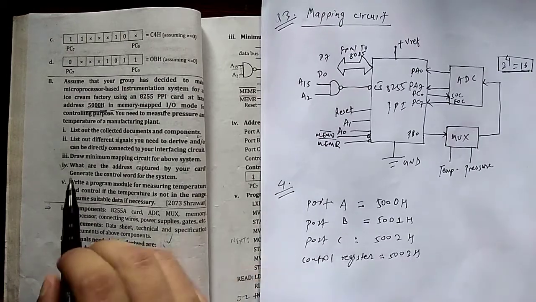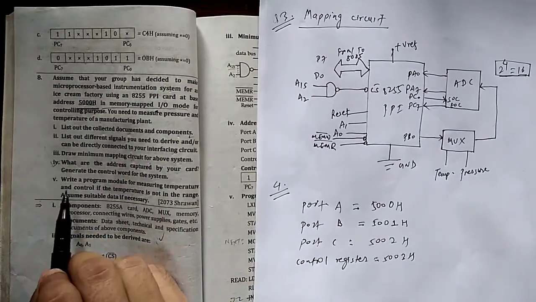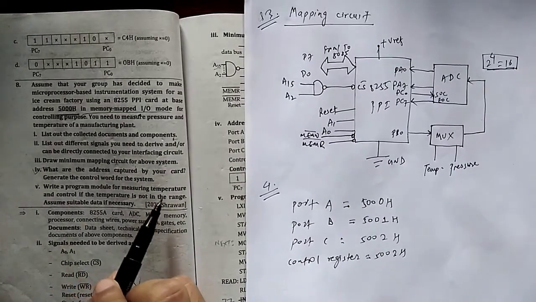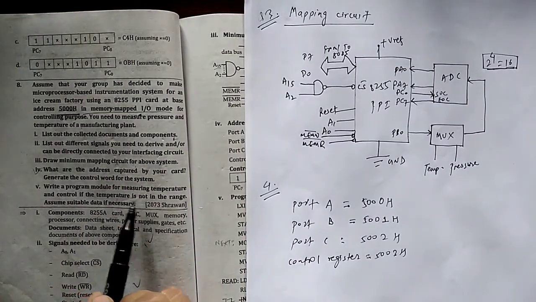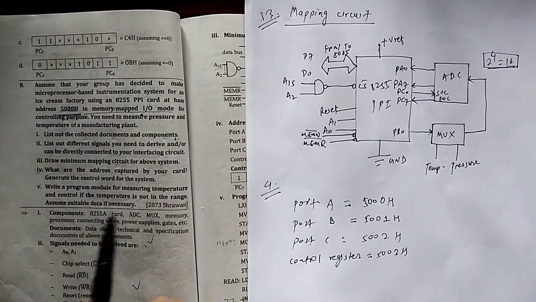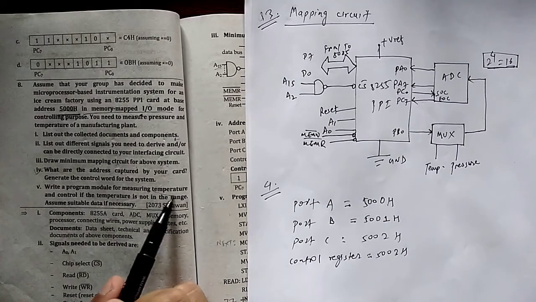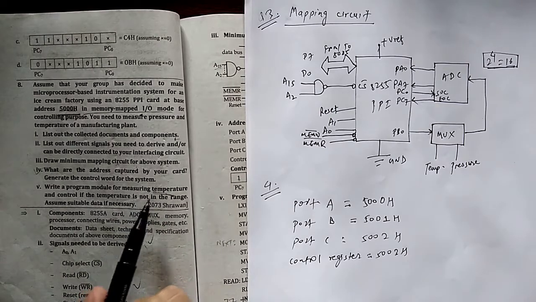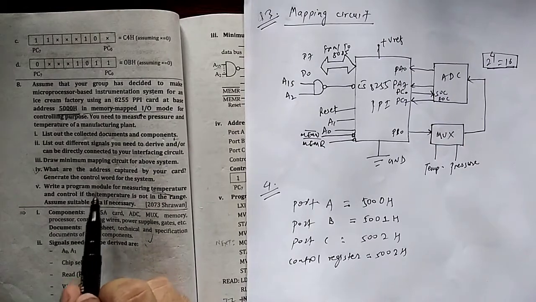So we are also done with the fourth question. Now the last question is: write a program module for measuring temperature and control if temperature is not in the range. Assume suitable data if necessary. So we are only processing temperature here, not pressure. Keep that in mind before writing the program module.